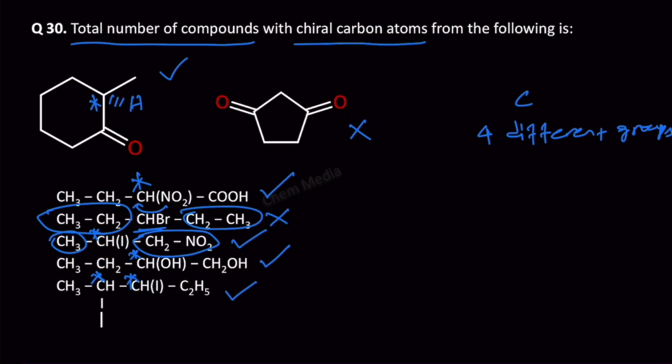So this means 5 is the correct answer here, because they are asking the total number of compounds with chiral carbon atoms, not the total number of chiral carbon atoms. So therefore 5 is the correct answer for this.